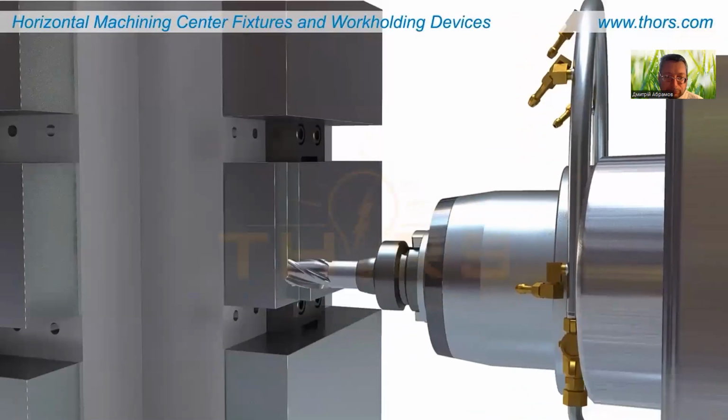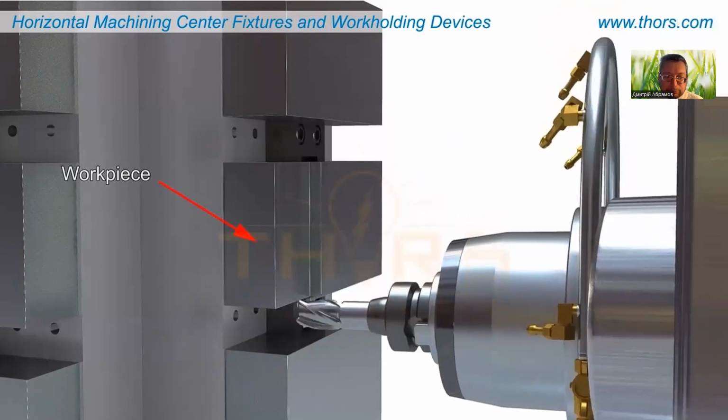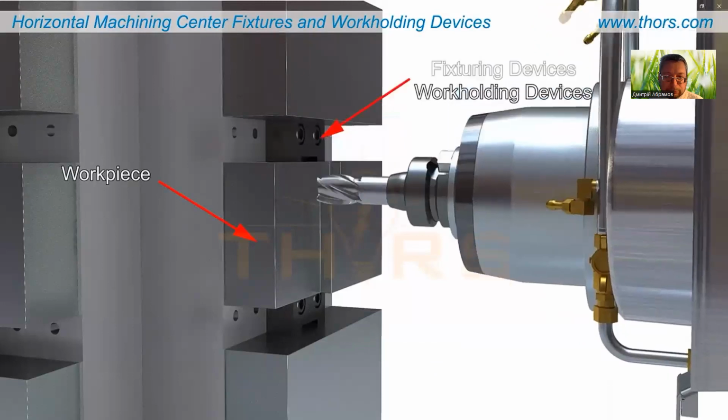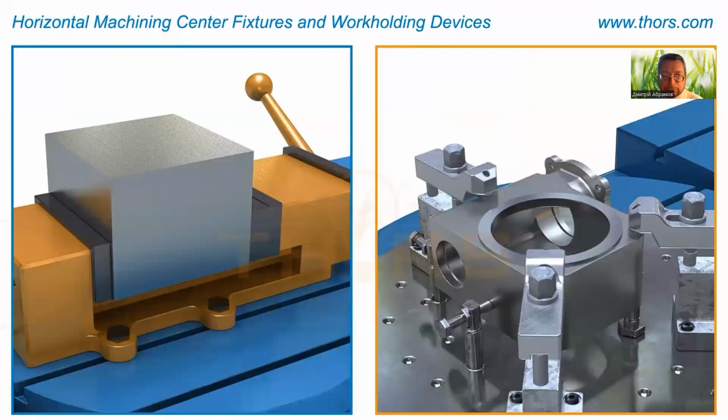HMC operations require the workpiece or workpieces to be firmly secured during machining processes. Workpieces are secured using work-holding devices or fixturing devices. The most common work-holding devices are vices and fixtures. Irregular fixtures also will be addressed.